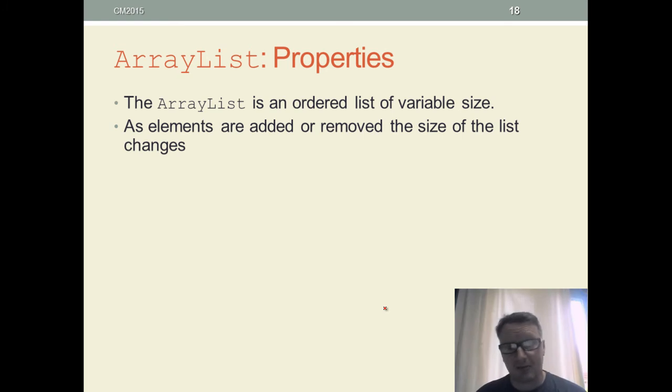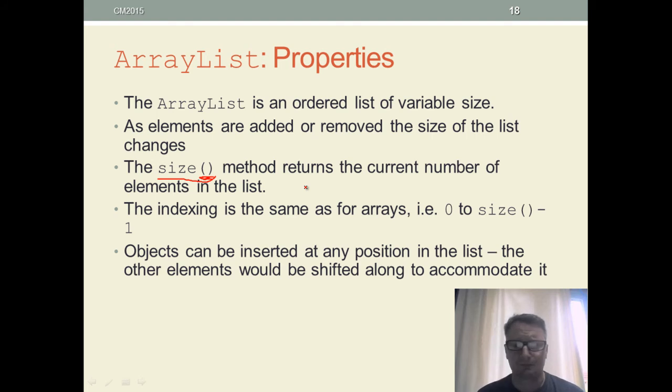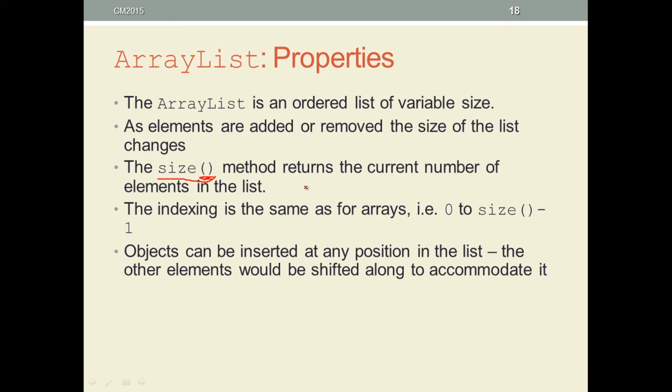Properties, well, I've already said, an array list is variable size, but it's an ordered list. As we add things, the size changes, and the current size can be found using the method size. So unlike arrays, it's a method, so it's got a set of brackets after it. Indexing is exactly the same as for arrays. So indexing starts at 0 and goes up to size - 1, and we can add an object anywhere in the list. If we add an object, then all the other elements are shuffled along. It doesn't overwrite the object at a particular position. It will move it along.